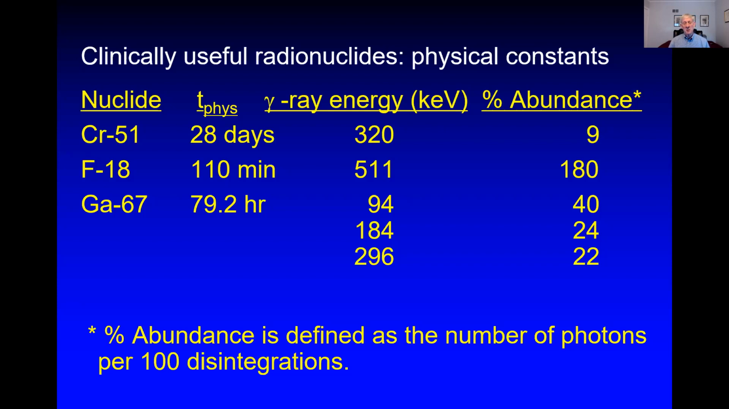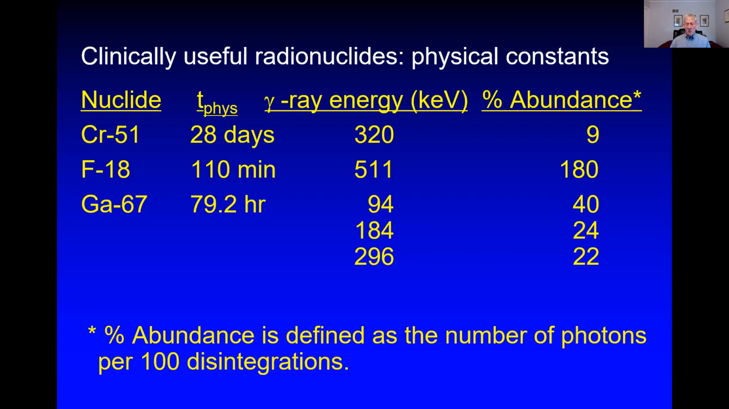No one on any exam will ever ask you the percent abundance of any nuclide, but you do need to know what percent abundance means. Some people seem to think that percent abundance of nuclides has to do with the occurrence, the abundance in our universe. That is very, very far from being correct. In fact, the way we define it, as shown on the bottom of the slide, is that the percent abundance gives us an indication of how many photons are coming out per 100 disintegrations.